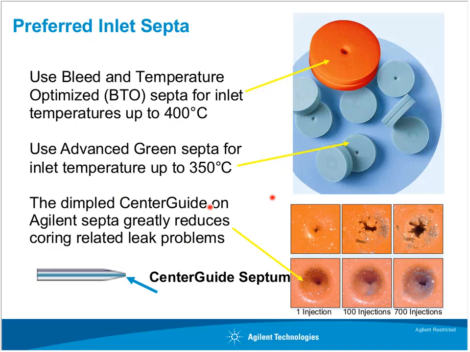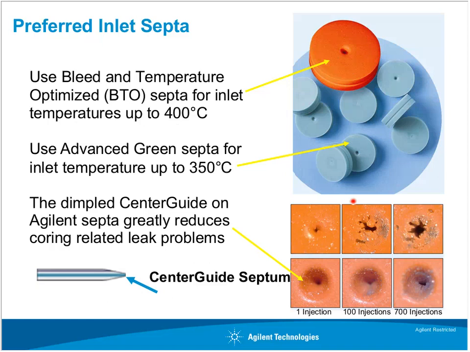If you're doing the routine 250 degree inlet, you could use the advanced green septa or the long life septa. And those both work really well. And you'll notice on these septa that there's a little dimple in the middle. It's not a hole that goes through there, because a lot of people, if they have inlet leak issues after trying these, assume that they're actually leaking through that dimple. And that's what it is.